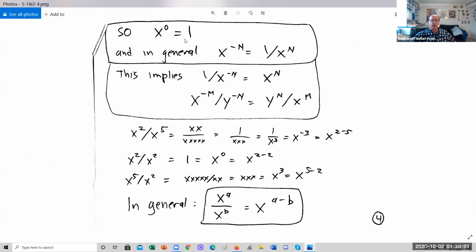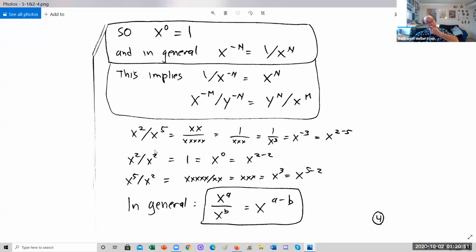Basically, this means that the 0th power equals 1 in general. And x to a negative n power is 1 over x to the n. So a negative power is the reciprocal of a positive power. It's basically you take 1, you divide by x n times. Now, since x to the n and x to the negative n are reciprocals, it works the other way as well. 1 over x to the negative n is x to the n. And if you have a ratio of negative powers, then you put the x to the negative m in the denominator as x to the m, and you put the y to the negative n in the numerator as y to the n. So x and y switch places when their powers change sign.